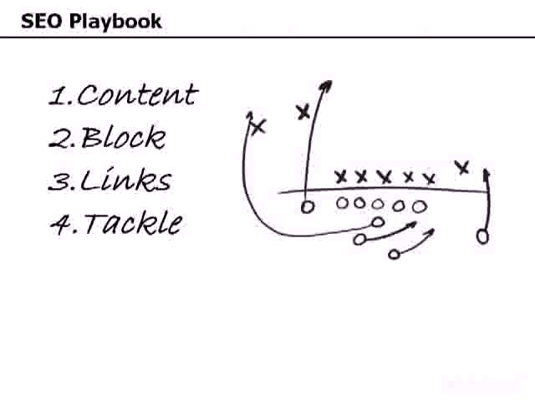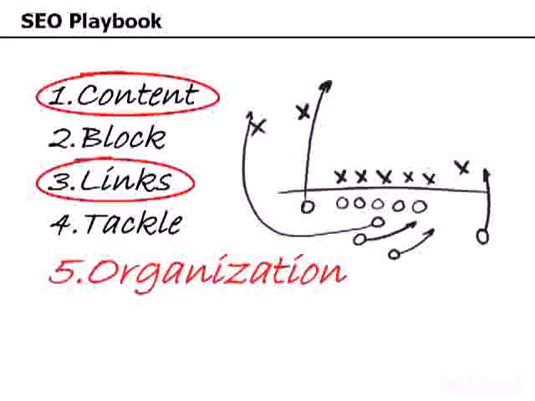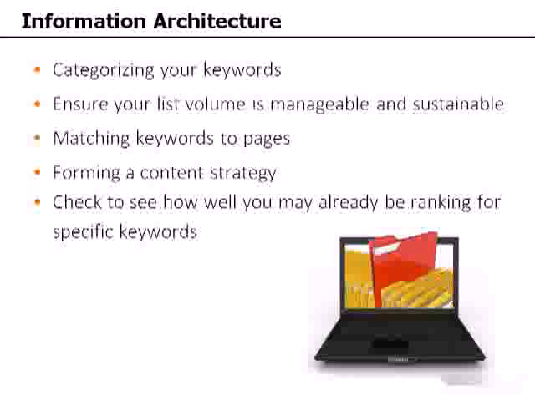I've always said that the SEO playbook consists mostly of content and links. It's the blocking and tackling of SEO, and just as important, the organization of that content and those links. And that all centers around that keyword research. We need to organize our information architecture based on the understanding of those keywords by categorizing them, by matching those keywords to each individual page. Just a few keywords per page and making it specific, making the content specific, and forming a content strategy of page, sub-page hierarchy.